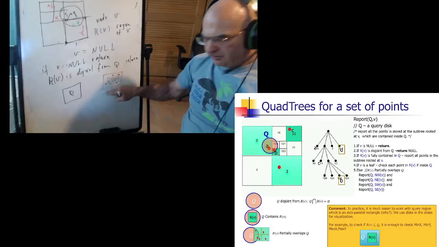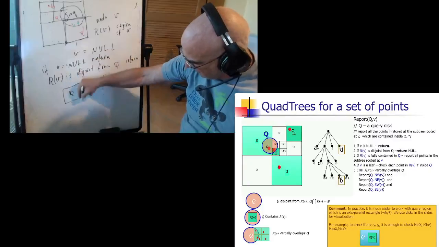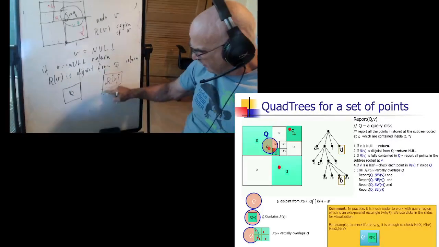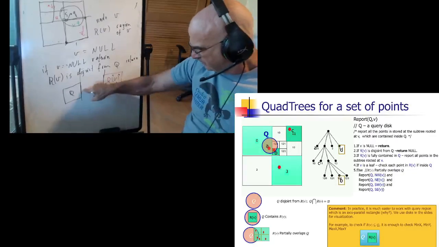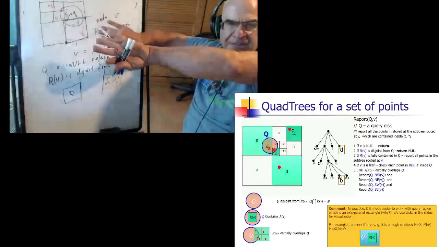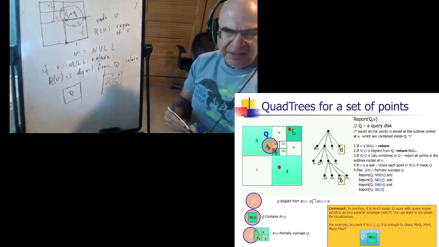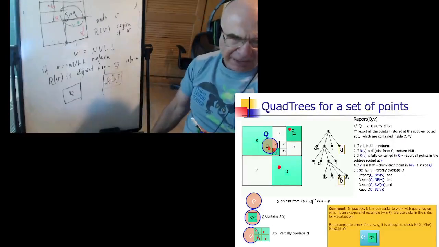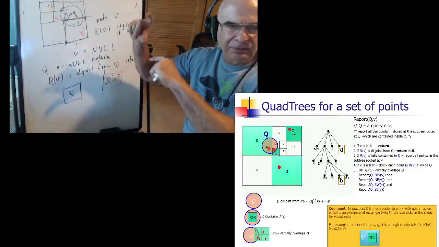And if the maximum x, the rightmost point of Q, is to the left of the leftmost point of R of V, they are separate from each other. They are disjoint. Similarly for the y direction. If the y values don't overlap, they are disjoint.